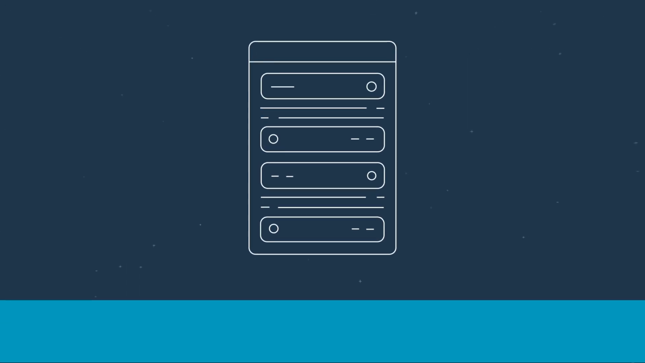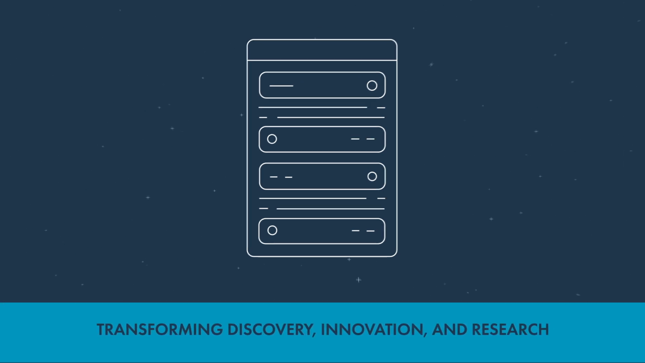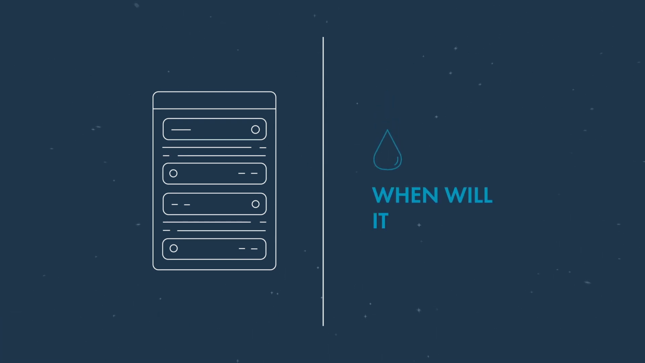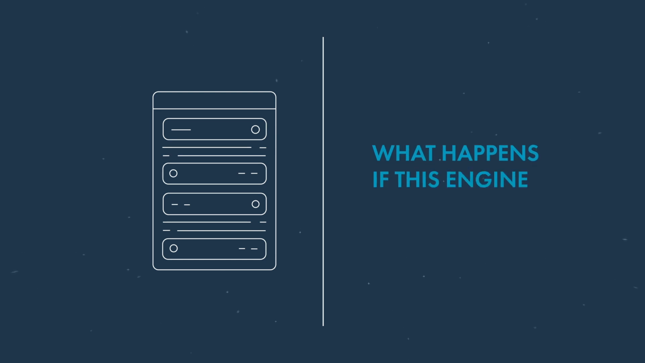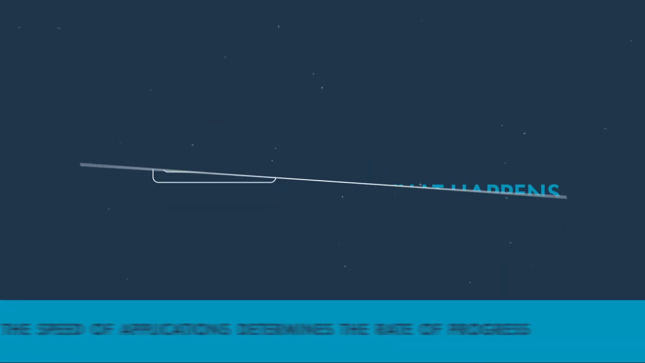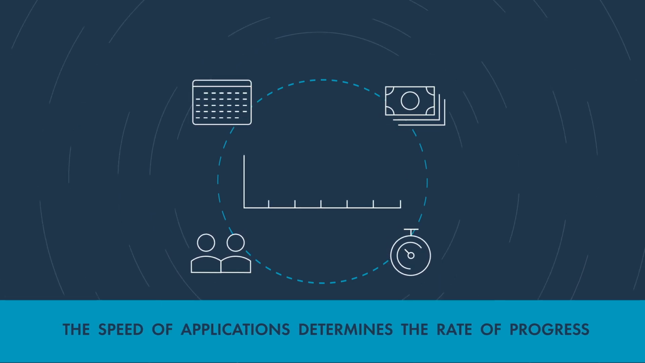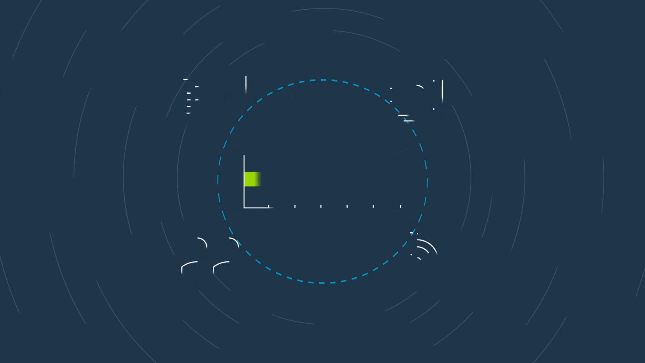Scientists and engineers are continuously finding new ways of using powerful computers to solve complex problems faster. Sometimes critical problems, such as when will it rain, who will respond positively to this drug, and what happens if this engine or crop fails. Cutting software runtime can save days, save lives, and opens up the possibilities of more and faster discovery.